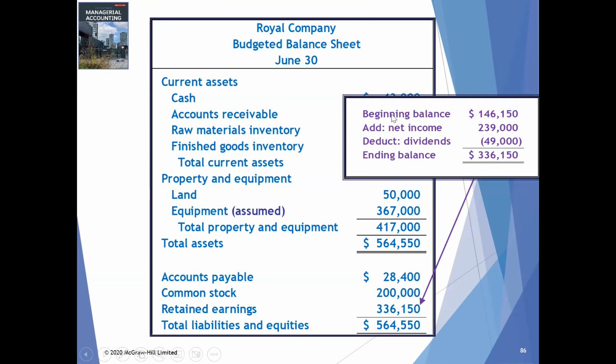So look at this. Beginning balance was 146,150, and the net income will be added, and the dividend that we have, we subtracted the dividend as well. And this is the rest of the amount, and the total assets are equal to total liability in this case.